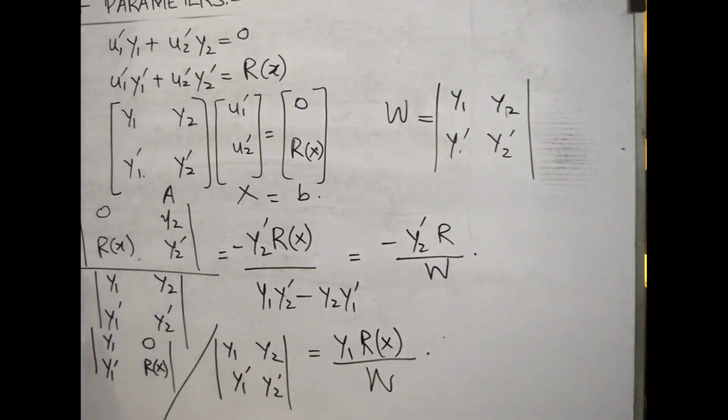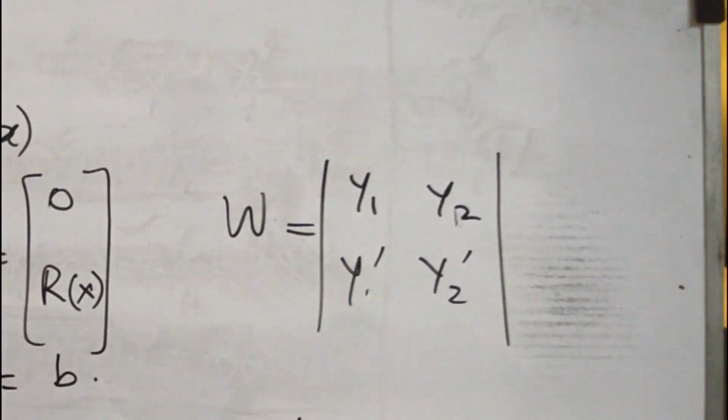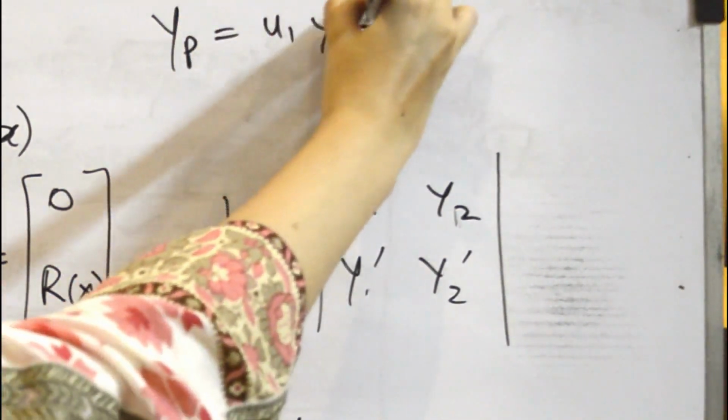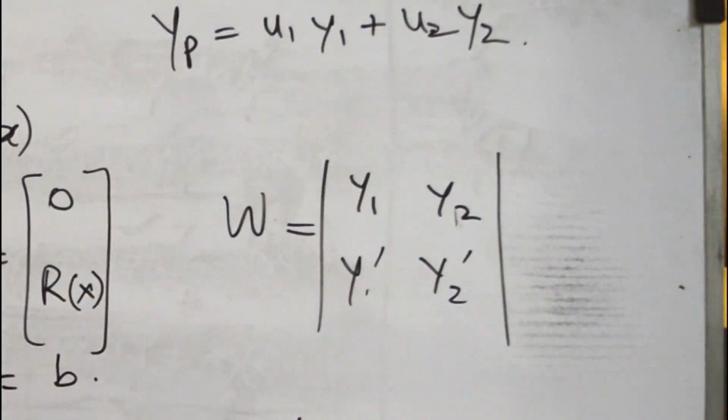And for u2 dash, if you integrate, this is also left with the variable x. So if you integrate it, then you will get the solutions u1 and u2, and then you replace them in the solution yp equals u1 into y1 plus u2 into y2. So this is the method of variation of parameters.